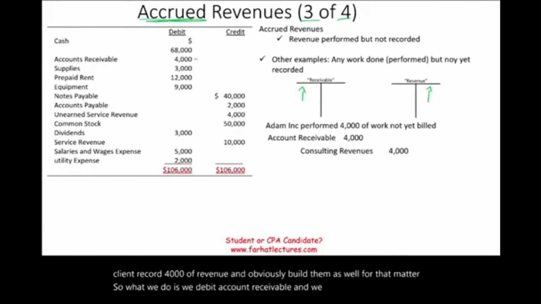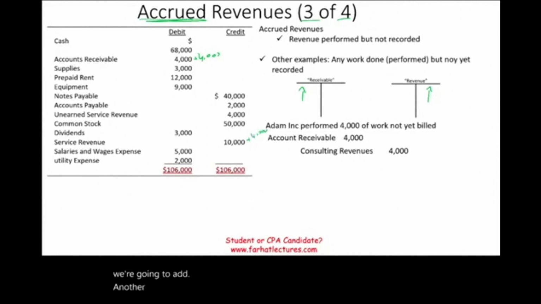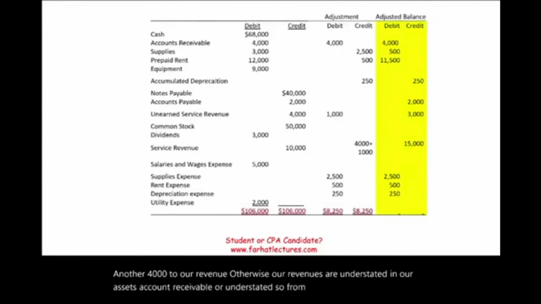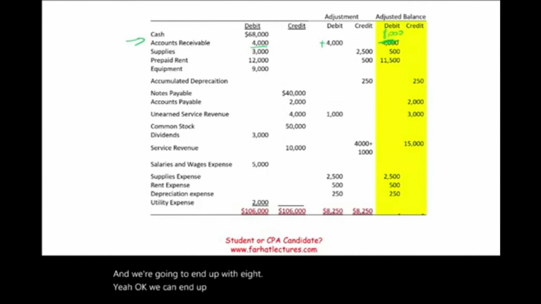So simply put, we're going to add another 4,000 to account receivable, and we're going to add another 4,000 to our revenue. Otherwise, our revenues are understated and our assets, account receivable, are understated. So from a trial balance perspective, account receivable here was 4,000. We're going to add to it 4,000, and we're going to end up with 8,000 of account receivable.